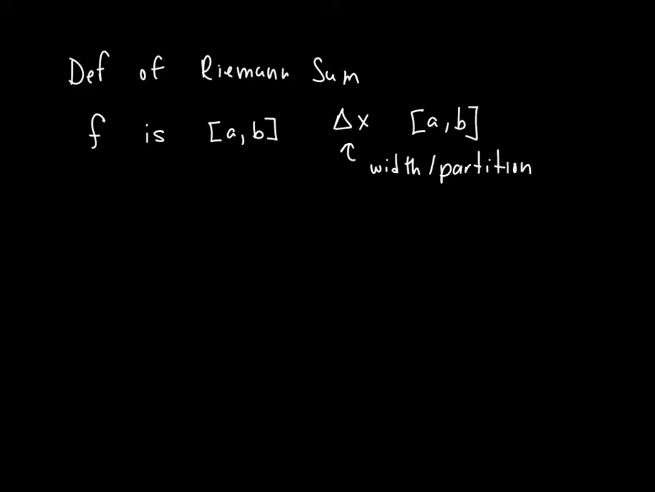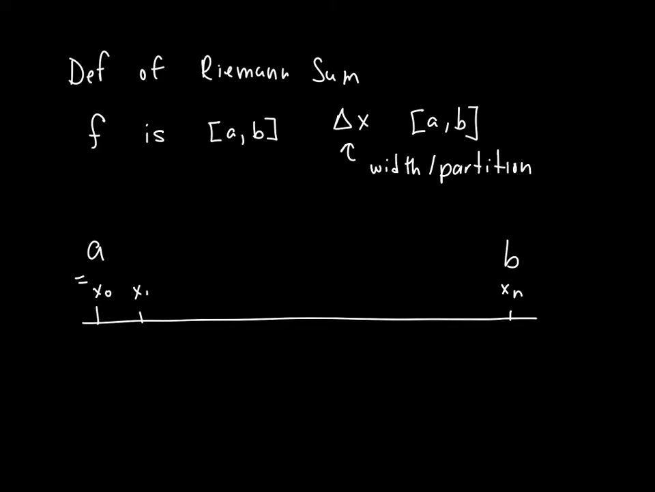And inside a to b, I start at a, I'm going all the way to b, and I have all of these different partitions or subintervals. A is equal to x sub 0, b is equal to x of n, and inside here I have all of these different values for x.